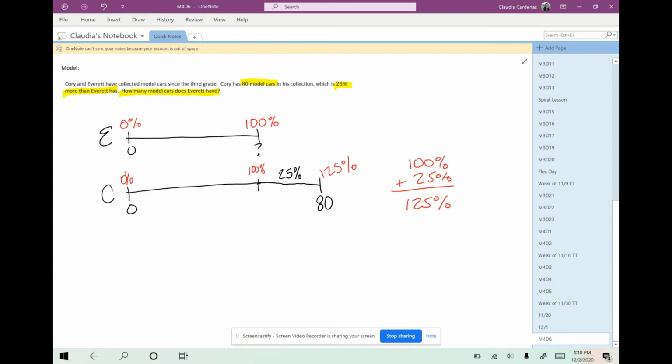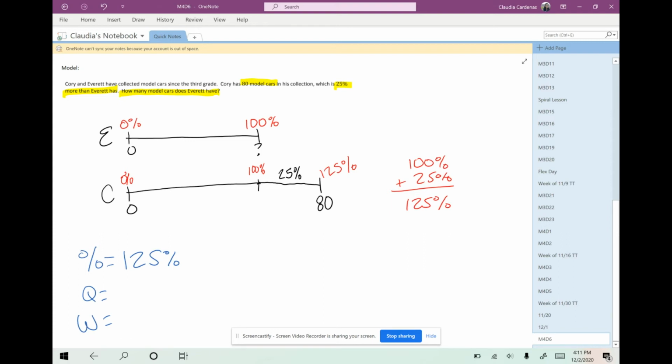So now it actually makes more sense if we look back at the question. It says that Corey is 25% more than what Everett has. So we need to add 25% to 100% of Everett's cars to get the actual percent we are using in the word problem. So we're going to label our percent, our quantity, and our whole. Remember, these are the pieces of our equation. But now we need to find out which one is the part and which one is the total.